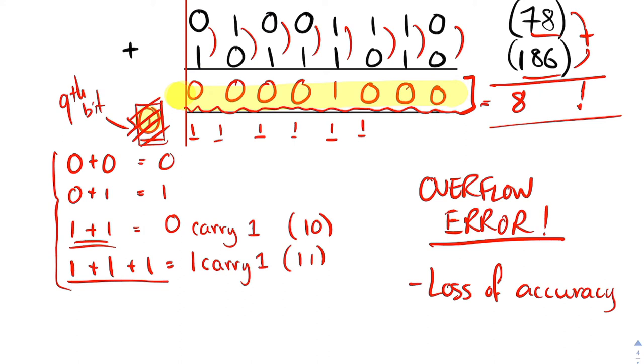we have to put some sort of flag inside the computer, which is like a single bit of memory that's either set to a 0 or a 1 to say whether or not this overflow error has occurred. And if it has, then the computer or the operating system can decide, right, I need to do something else to make sure I get an accurate answer here.